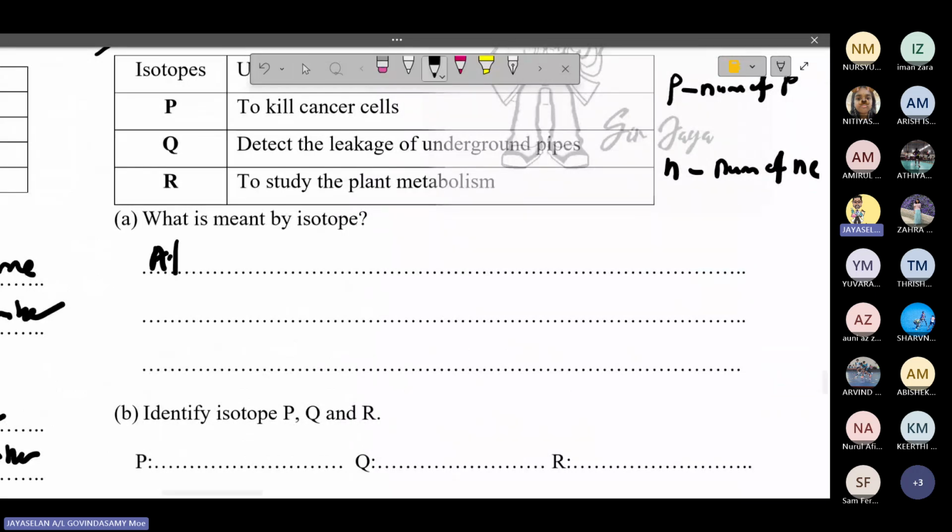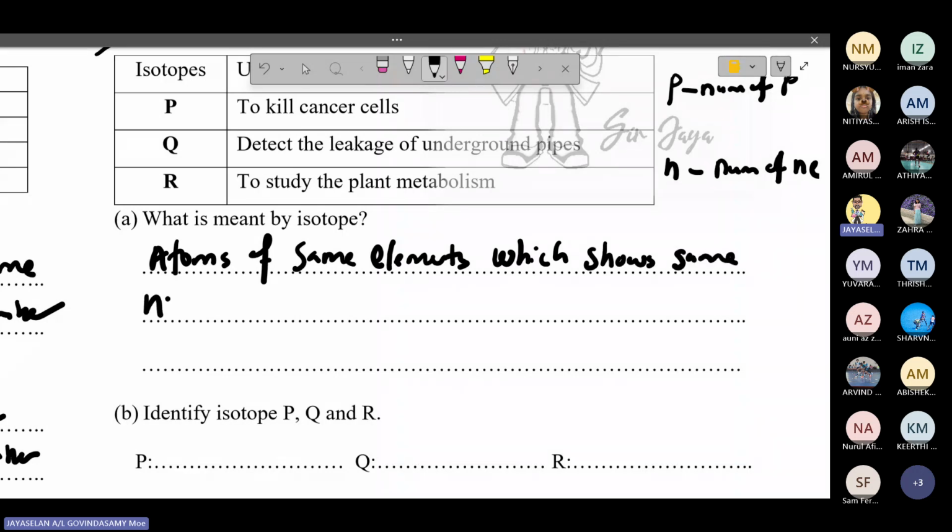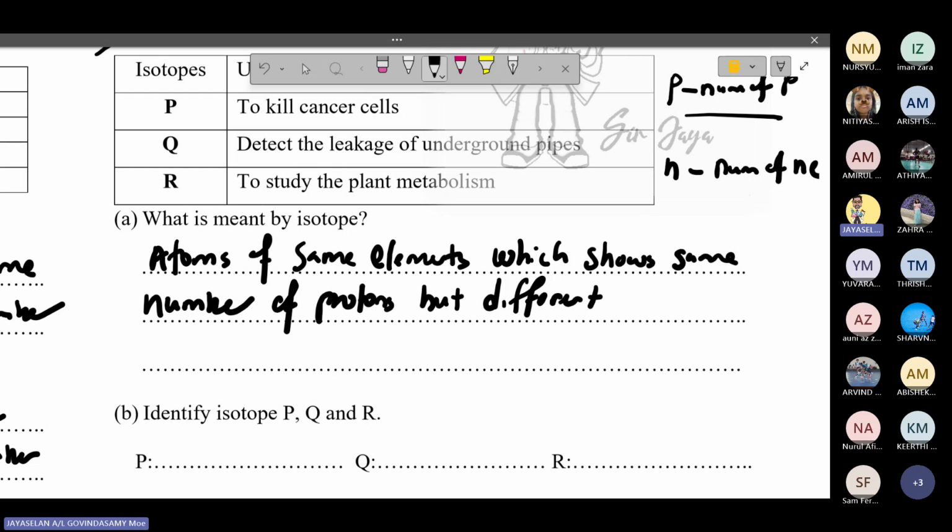Okay, we do together. This is what, atoms of same element. Atoms of same element, must put this word, which shows same number of protons. Same number of protons, but different number of what? Number of neutrons. You can use this one also. Atoms of same element which show same number of protons but different number of neutrons. So you already score 1 mark.